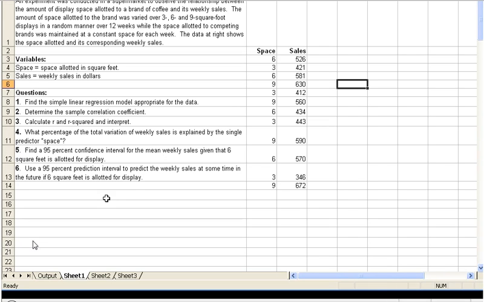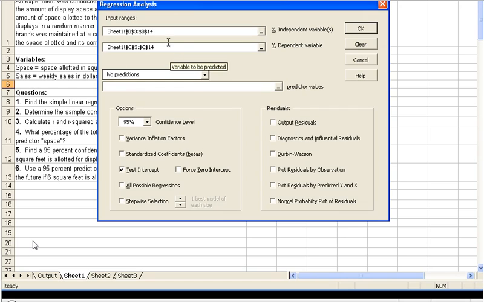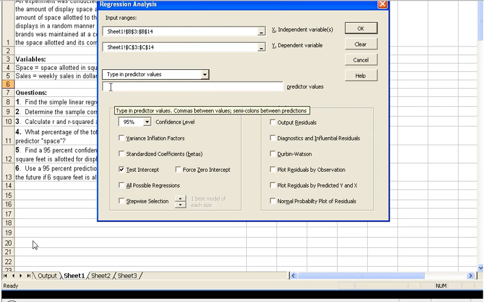So if we allocate 6 square feet for display, we want to predict what type of weekly sales we can expect to get. So we'll go back to Megastat, come down to correlation regression, regression analysis, and everything we had on there should still be there, but this time we want to do some predicting. So we want to type in predicting values. And we were interested in what if we allocate 6 square feet.